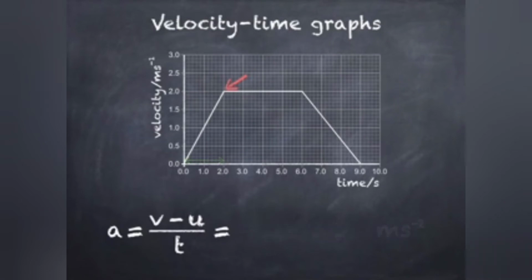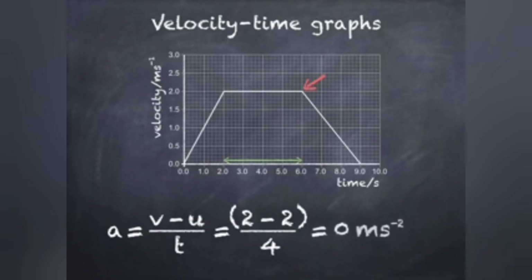In the next section, we'll have a constant velocity of 2 meters per second, while the time taken is 4 seconds, which is from 2 seconds to 6 seconds. When we substitute these values into the equation, we will get 2 minus 2 over 4, which gives us a total of 0 meters per second square.